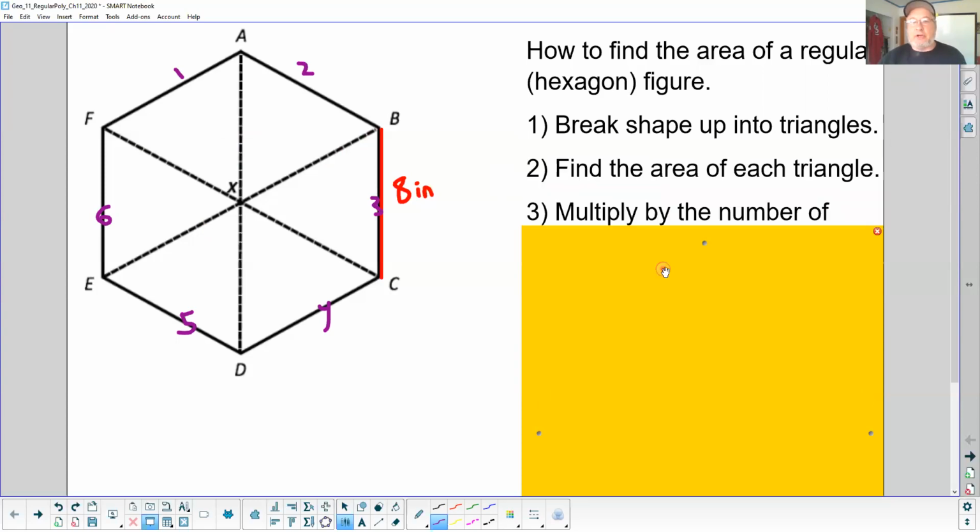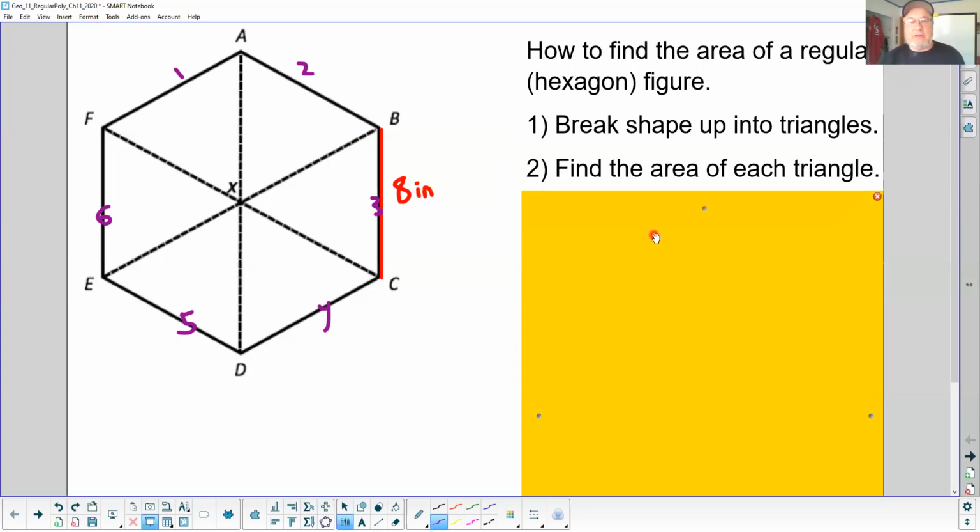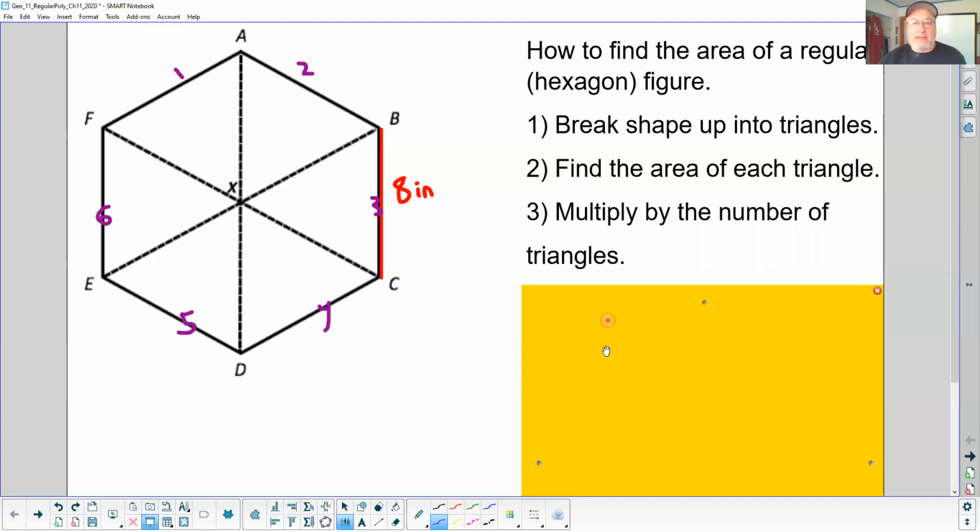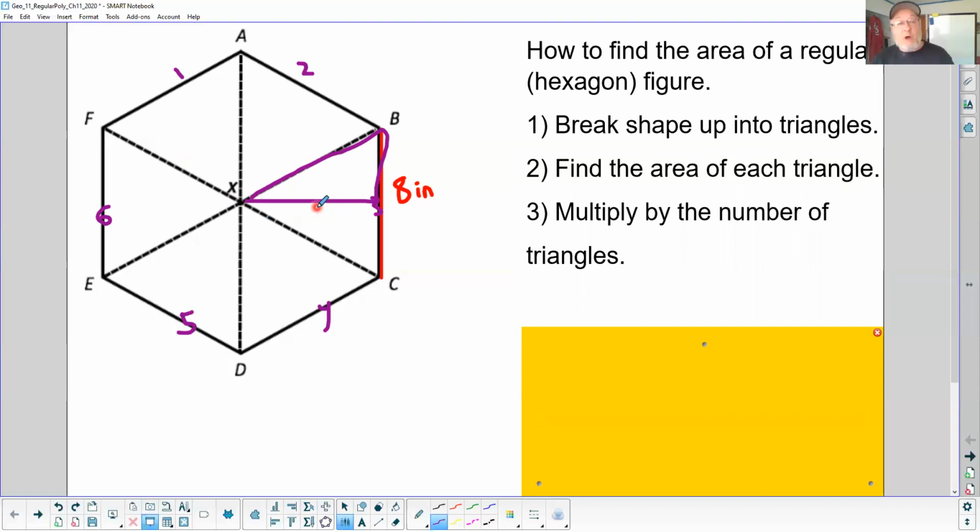The second thing you're going to do is find the area of each of these triangles. So in this case, I'm going to find the area of this one right here that has the 8 on it. Once I find the area of that triangle, which should be relatively easy, you just multiply by how many triangles you have. In this case, 6, or in a moment, you're going to see that I'm going to break this guy up in half into this guy. So each of the 6 triangles is actually going to be broken up into 2. So I'm going to have 12 triangles, and I'm just going to find the area of this triangle right here. That's the plan. It's pretty simple, pretty straightforward.